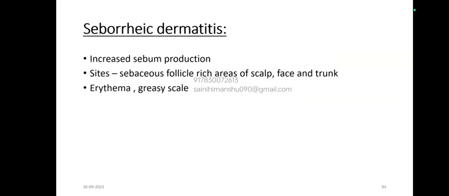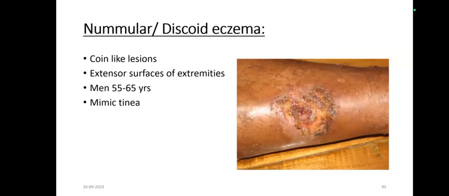Seborrheic dermatitis we have already discussed while discussing the photo itself. Nummular or discoid eczema, where there will be the features of eczema itself, but the site will be different. It will be on the extensor surface of extremities and is very common in the later part of age, and the lesions will be coin-like, discoid.